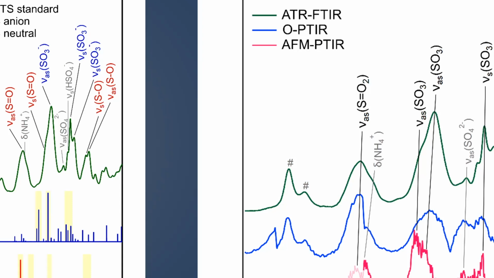So what we also did is compare what we got with that ATR-FTIR with aerosolized particles that we looked at with both the optical photothermal infrared as well as the AFM-PTIR that I mentioned before. The blue trace here is for the optical photothermal, and this was, I should say, published in Fankhauser et al. last year in the Journal of Physical Chemistry A. You can see really nice agreement between these different peaks for the two sets of samples. So that was really exciting for us.